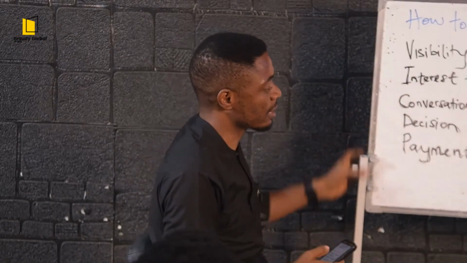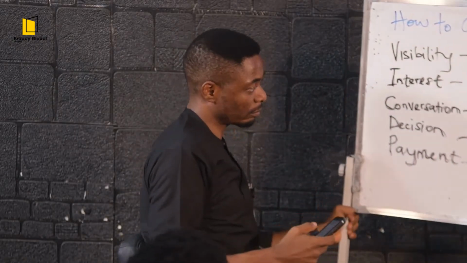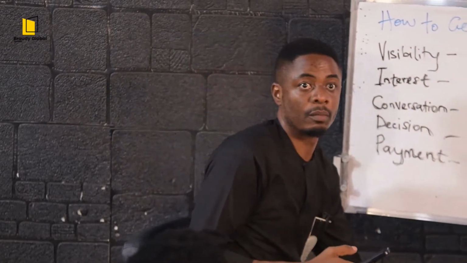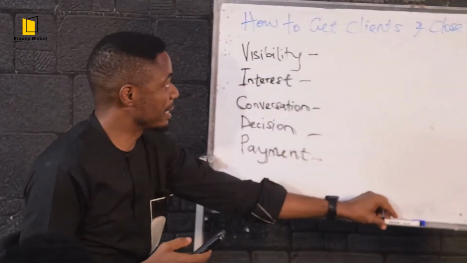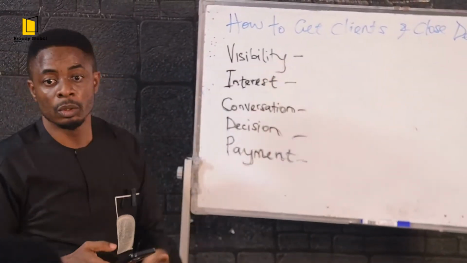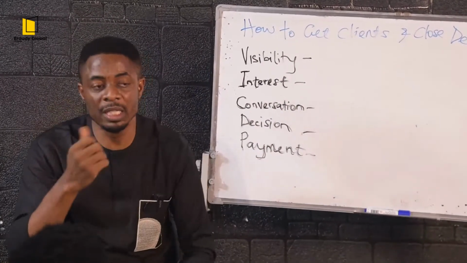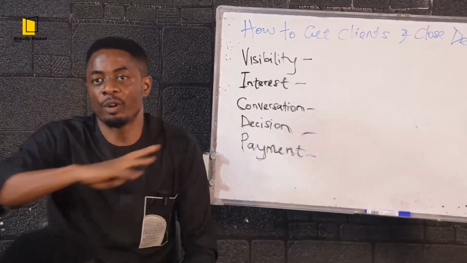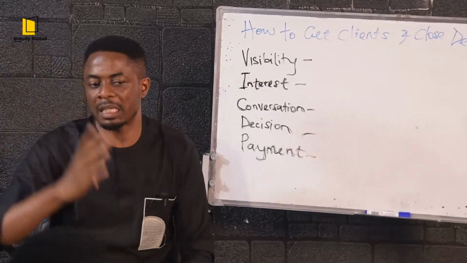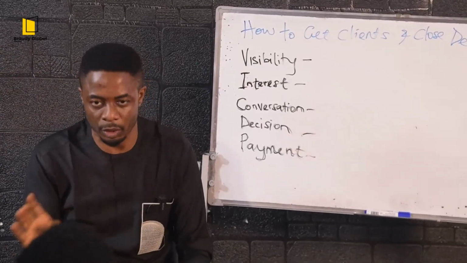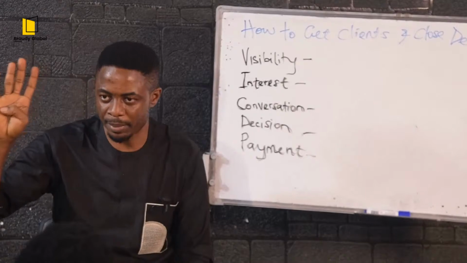The first is what? Visibility, which is when you create the content and put it out there, right? At this point, someone sees your content. Usually, there are 4 types of content, but for the sake of this class, I'm just going to stick with video content.